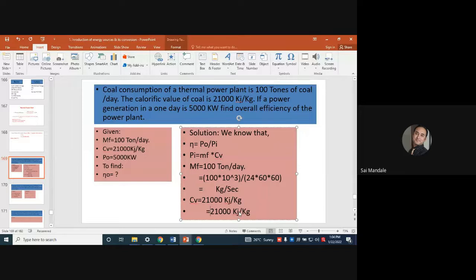So it is equals to 21 into 10 cube joules per kg. How much is this? Whatever the term comes out, we have to put it over here. We know the CB. Now we have to calculate the value for MF.